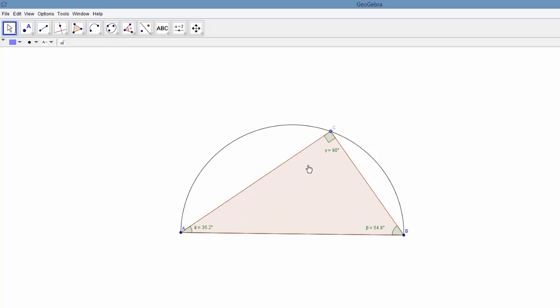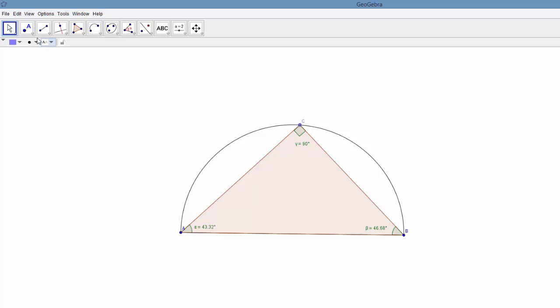And that is the Theorem of Thales. It says if the base of our triangle goes across the diameter of a circle, then that opposite angle will always be 90 degrees. So that's pretty interesting. So what we want to do now is try to discover a little bit about why this is true.